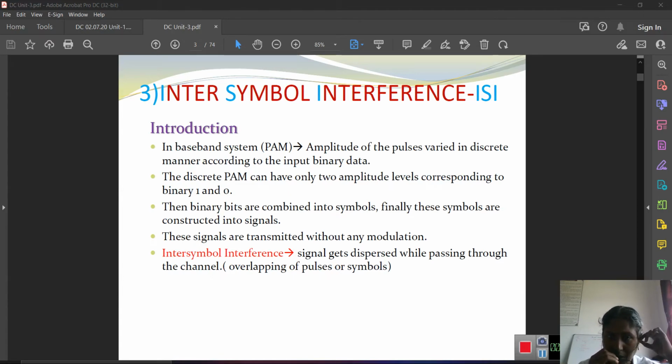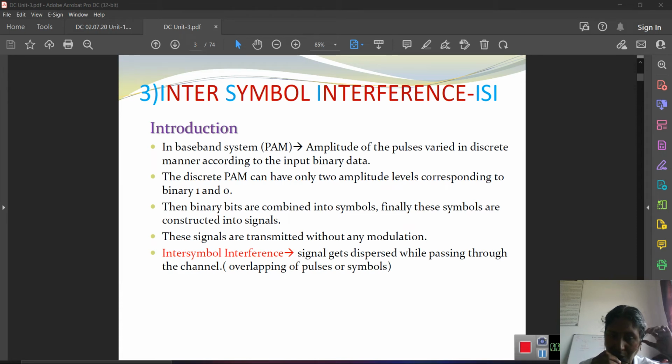The first topic is intersymbol interference, ISI. In baseband, the amplitude of the pulse varies in a discrete manner according to the input binary data. The discrete PAM can have only two amplitude levels corresponding to binary 1 and 0. Then binary bits are combined into symbols. Finally, these symbols are constructed into signals. These signals are transmitted without any modulation.